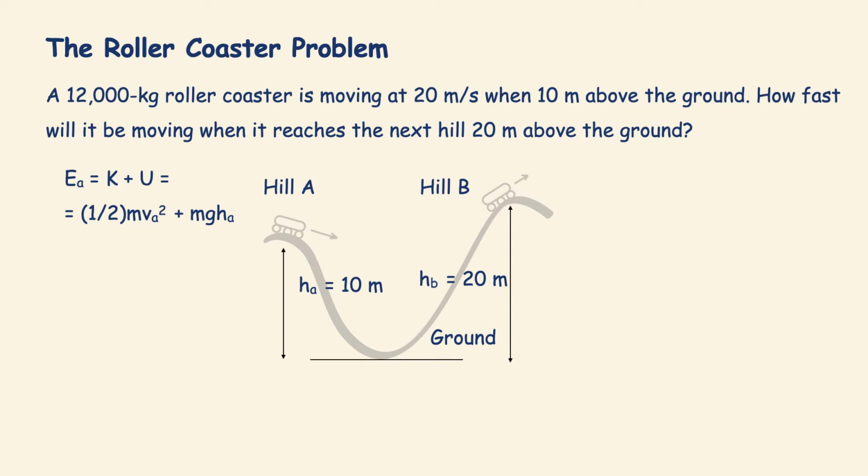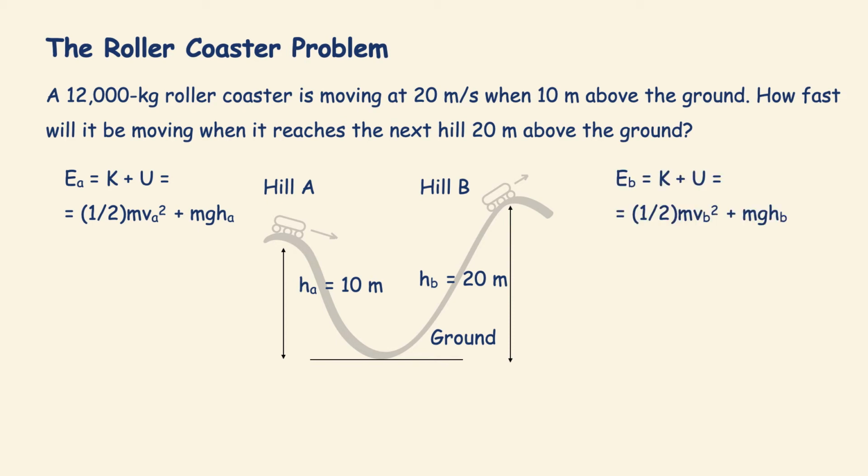The total mechanical energy of the roller coaster while it's on the hill A will be the sum of the kinetic and the potential, or 1/2 of the mass of the roller coaster times the velocity of the roller coaster squared at that hill A, plus the potential energy, which will be the mass times g, the gravitational acceleration, times the height. In this case it will be 10 meters. Now let's see what happens on the hill B.